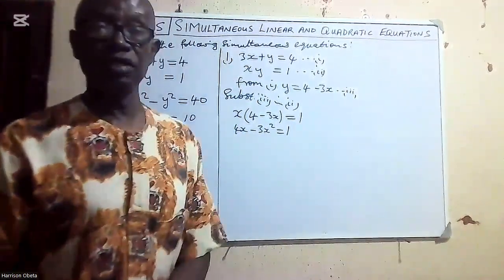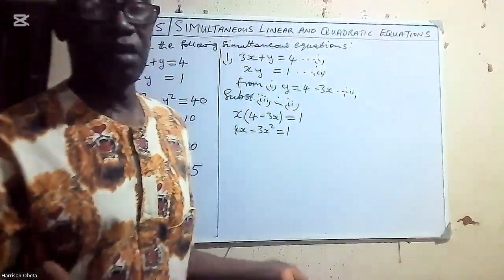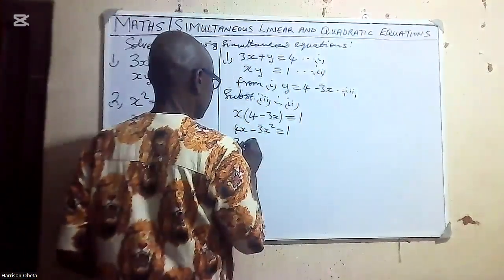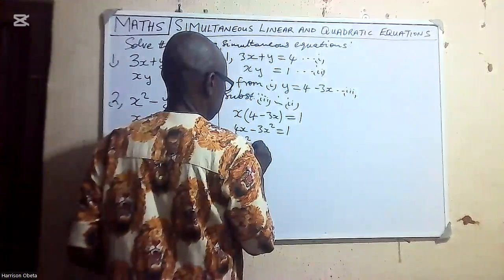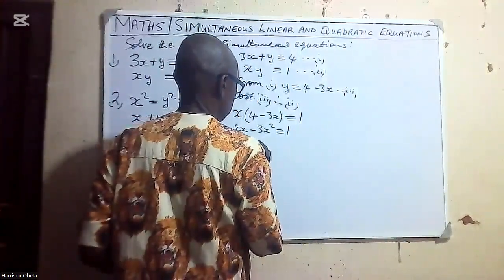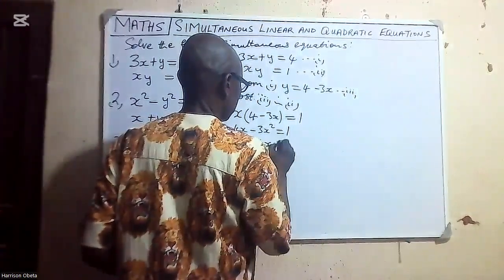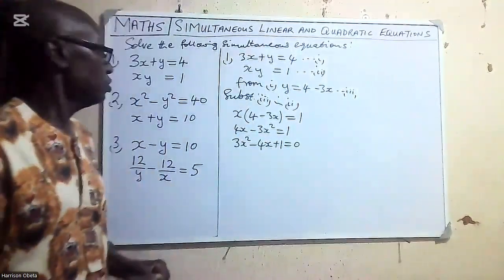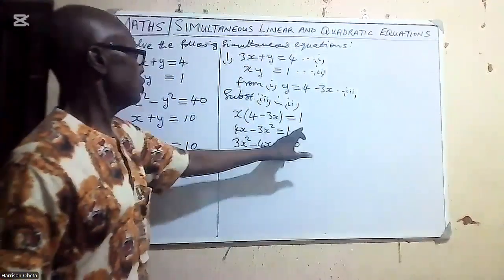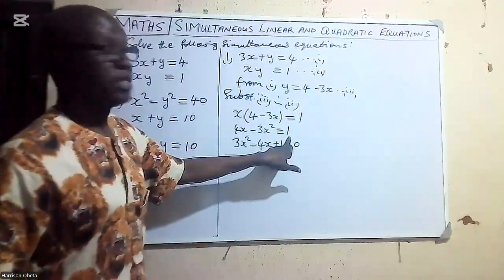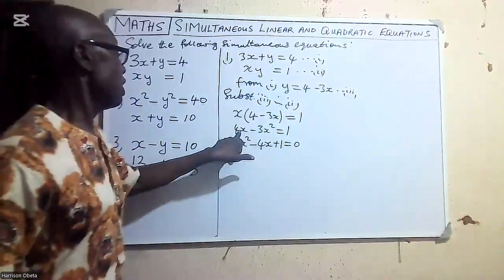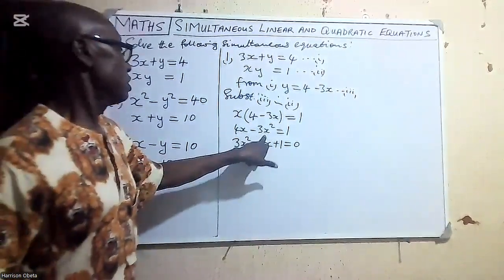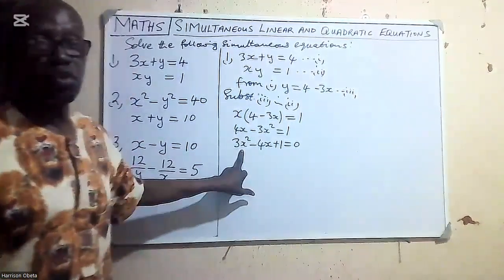So we are going to collect the whole thing together so that we have our quadratic equation. That means we have 3x squared minus 4x plus 1 equal to 0. Now, this is what I have done. I've taken this and this to this side. Remember, 1 is positive here, but here 4 is positive and it is changed to minus. 3 is negative, it is changed to plus.